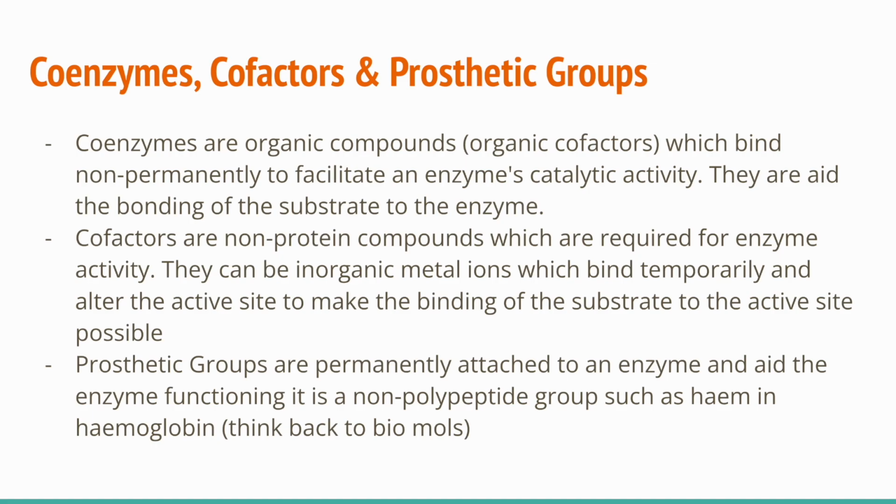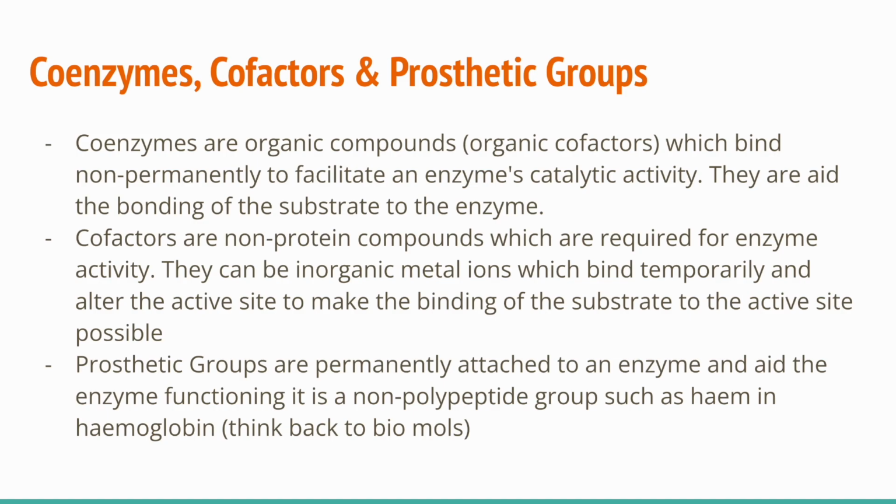Okay, so now on to coenzymes, cofactors, and prosthetic groups. Now, everything for these three is more or less written on the screen. So, coenzymes are organic compounds, organic cofactors, which bind non-permanently to facilitate an enzyme's catalytic activity. They act to aid the bonding of the substrate to the enzyme. And then cofactors are non-protein compounds which are required for enzyme activity. They can be inorganic metal ions which bind temporarily and alter the active site to make the binding of the substrate to the active site possible, or more likely, or just simply aid the binding process.